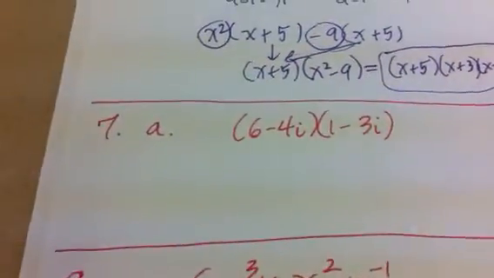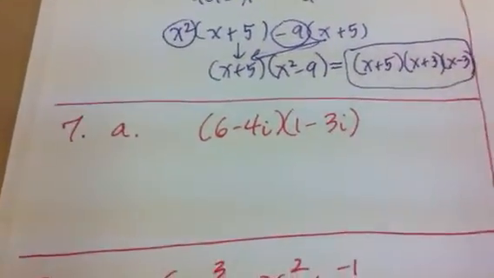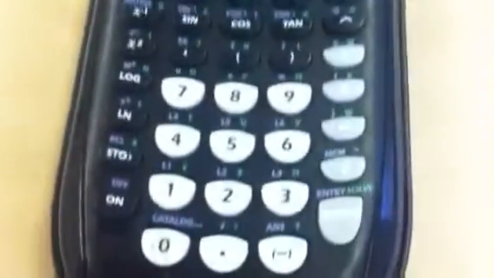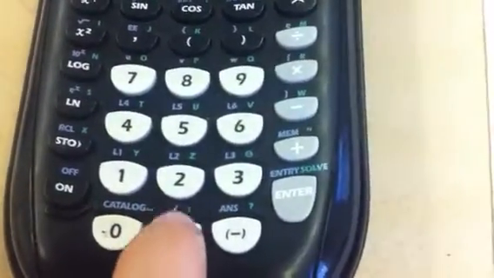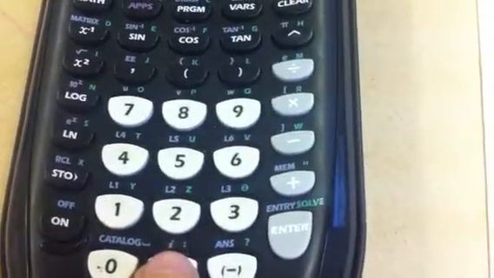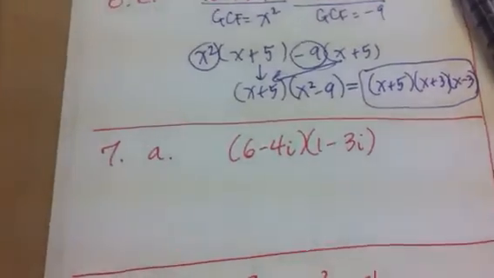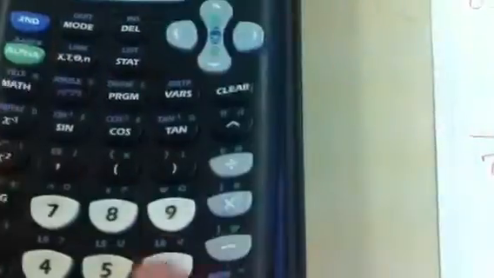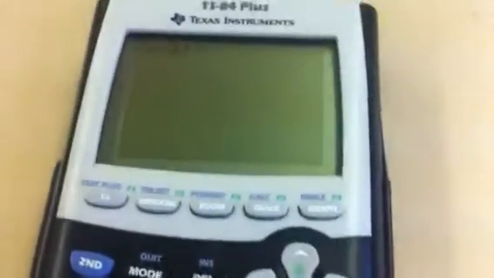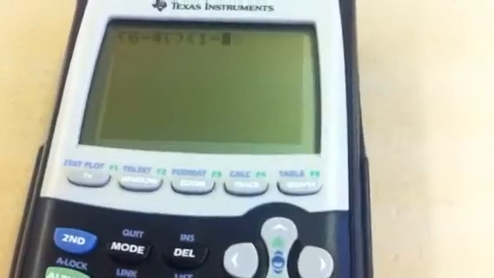Now, this is 7a, and this you can just do straight on the calculator. So I'm going to show you real quick. If you look down at the bottom, you see right above the decimal is a little blue i, and that's your imaginary number i. So you're going to type this in exactly like it is on the paper. So I have parentheses 6 minus 4i, parentheses, and then 1 minus 3i.